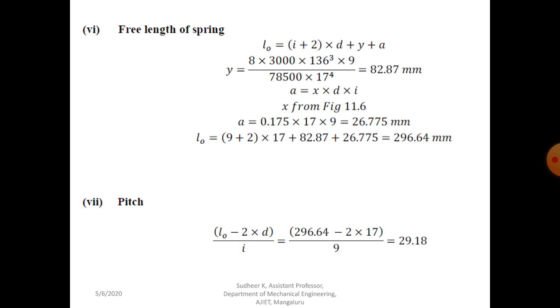Now next we have to find out what the pitch is. So the pitch you will get from the same table, that is 11.4, based on square and ground end. The equation is (L naught minus 2D) divided by I. So L naught is nothing but 296.64 minus 2 into 17, divided by 9. So you'll get the pitch value. The unit I forgot to write here. The unit is millimeter. So that is 29.18 millimeter. So that is the pitch of the spring.